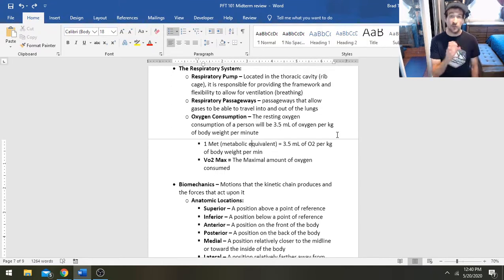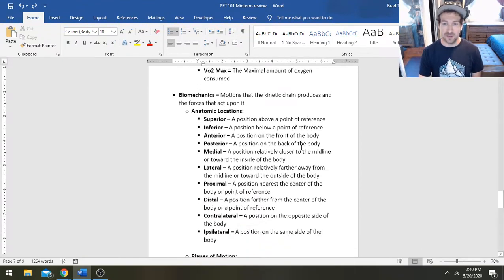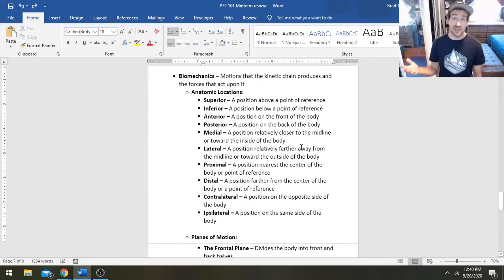It is the volume of oxygen that you can consume at maximum, right? The higher your VO2 max, the better cardiorespiratory shape you are in. And so obviously that becomes really relevant for this course because we are looking at being able to assess how well somebody can function cardiorespiratorily. I'm not sure that cardiorespiratorily is a word.